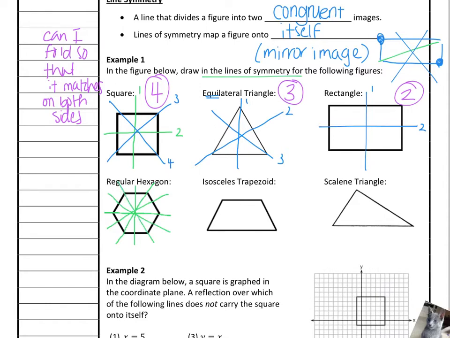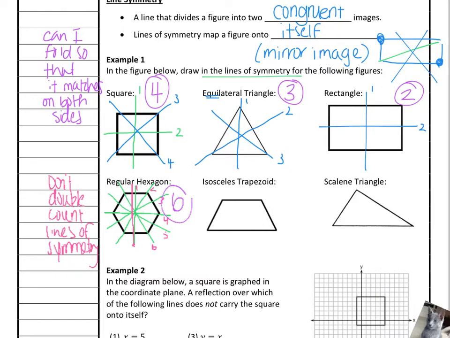So when I count this, I want to make sure I don't double count lines of symmetry. So I have 1, 2, 3, 4, 5, 6, but if I were to count this line here, it's the same as line number 1. So I'm not going to count it a second time. That means a regular hexagon has 6 lines of symmetry.